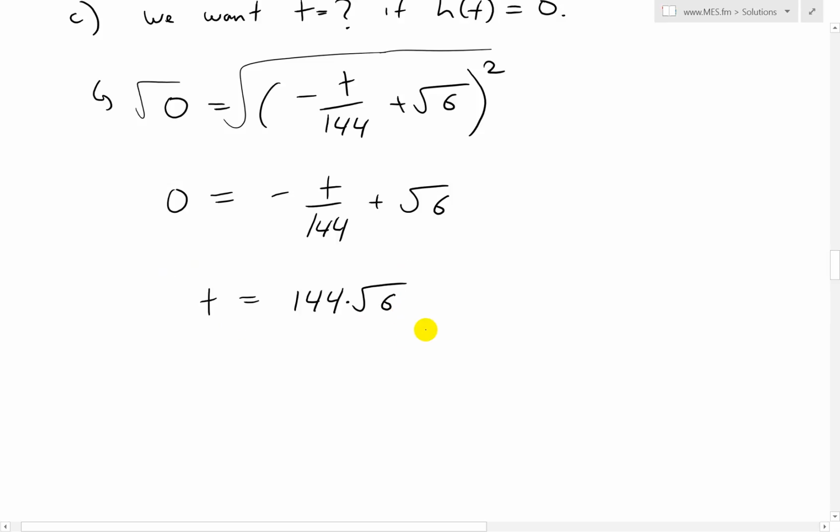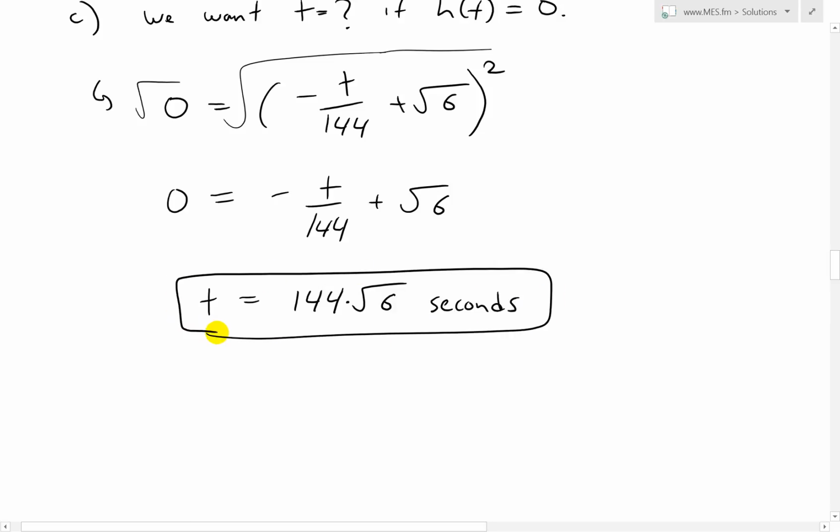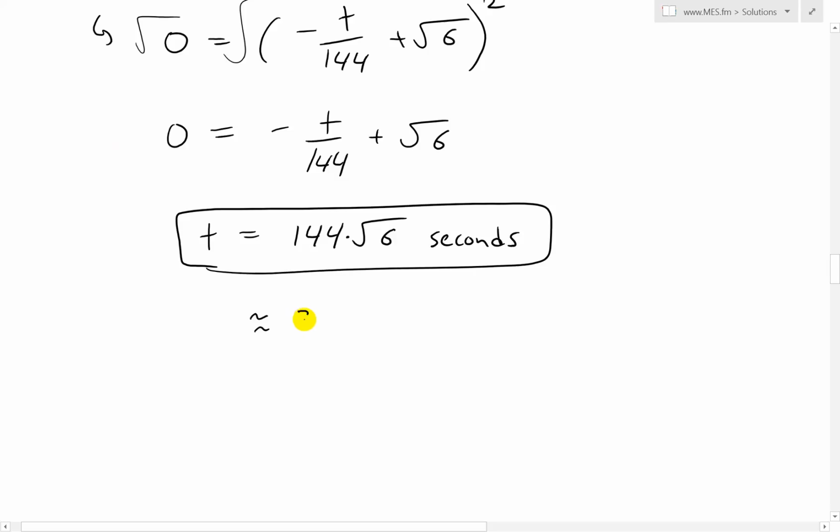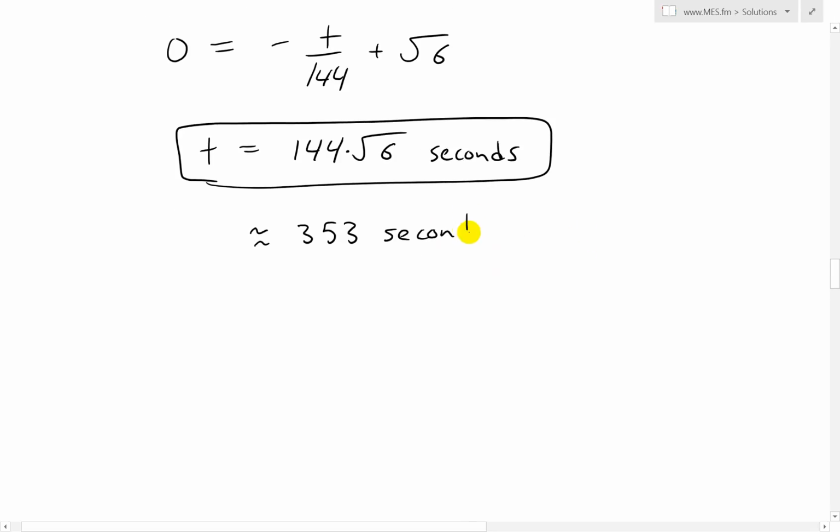And this is actually in units of seconds. The reason is that we had the gravity as 32 feet per second squared, and that's where we get the seconds from. So our units were feet and seconds. Now if we type this into a calculator, 144 times square root of 6 is 352.72, etc. I'll just round this up to 353 seconds.